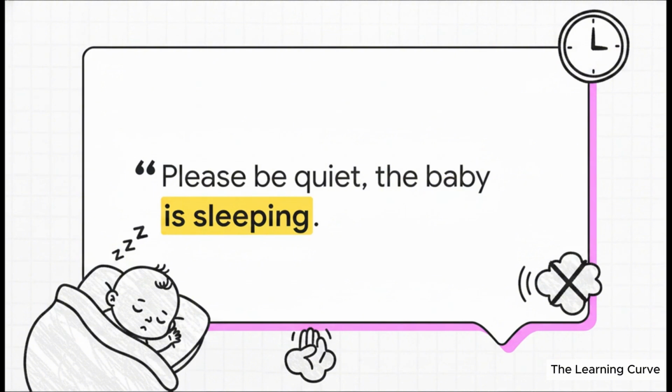Here's another really great example. Please be quiet, the baby is sleeping. Notice that built-in context right at the beginning? If someone is urgently asking you to be quiet, an action is happening at this exact, delicate moment that shouldn't be disturbed. It proves the action of the baby sleeping is actively in progress right now, therefore, is sleeping.